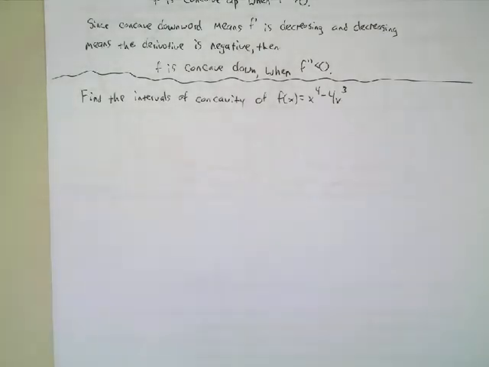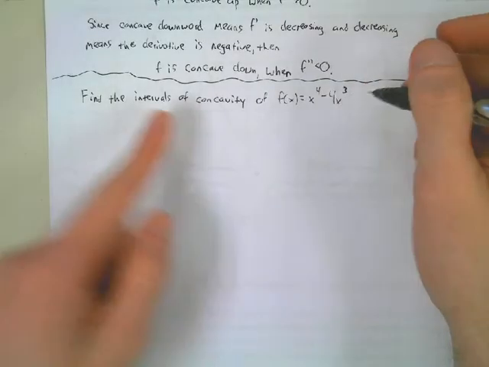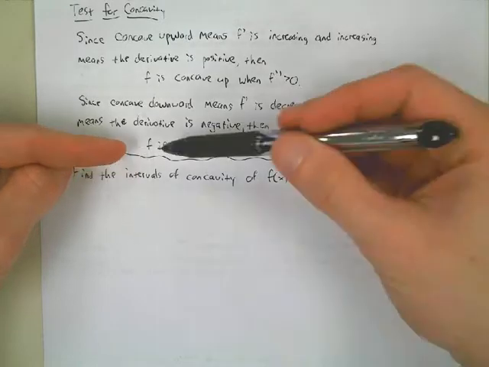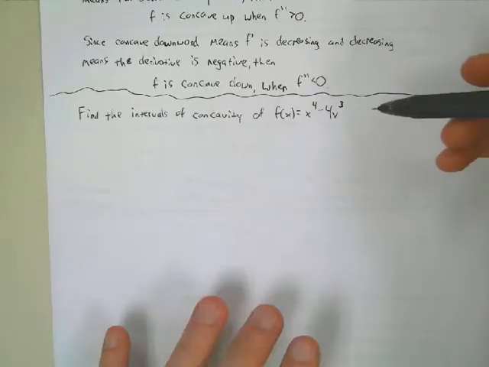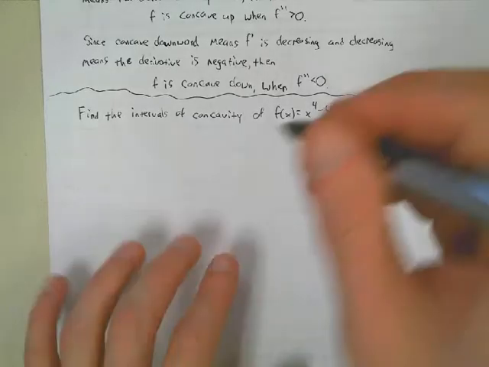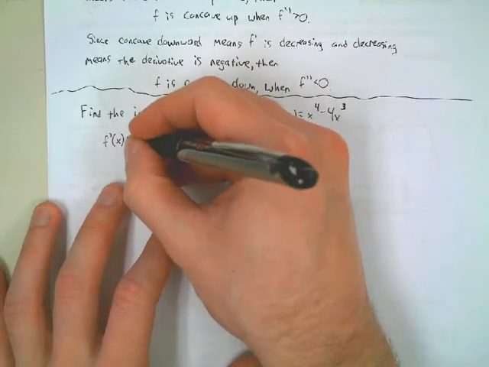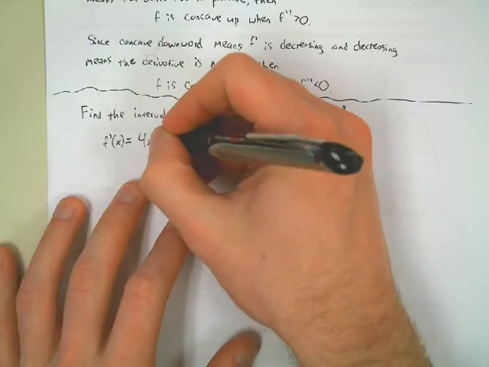All right, Anna, ready, here we go. So, if we want to find the intervals of concavity, right, based on what we just wrote here, f is concave up when f prime prime is greater than 0, f is concave down when f prime prime is less than 0, what do you think we need to find? Second derivative. F prime prime, that's right. So, to find f prime prime, we first have to find f prime, right? So what is f prime here? Anna? 4x cubed, minus 12x squared. Beautiful. And now we're going to find f prime prime, Anna?